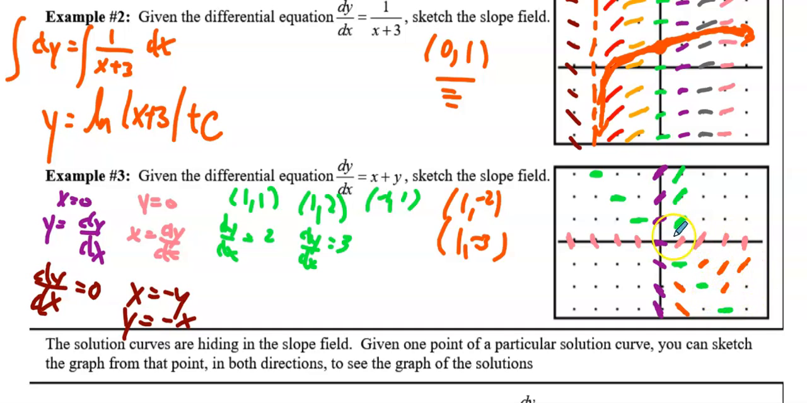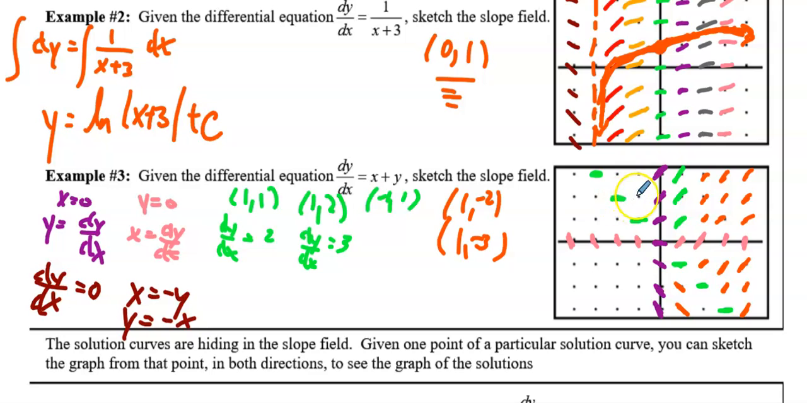And the same thing right here. This is going to be (4, 2), and this is going to be (4, 3), (4, -3). So I know that these are all going to be positive slopes. These are always going to be positive because both x and y are positive. So yes, they are going to get steeper as I move up. If this is (4, 1), then this slope would be 5, this slope would be 6, and this slope would be 7.